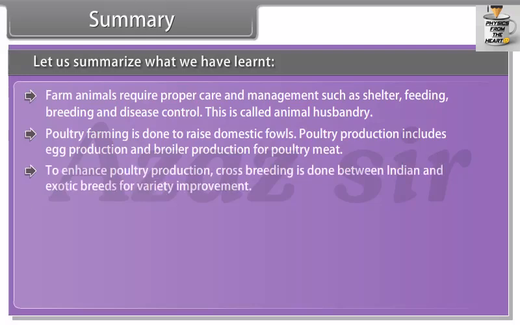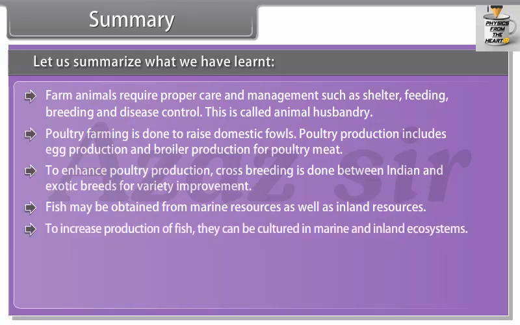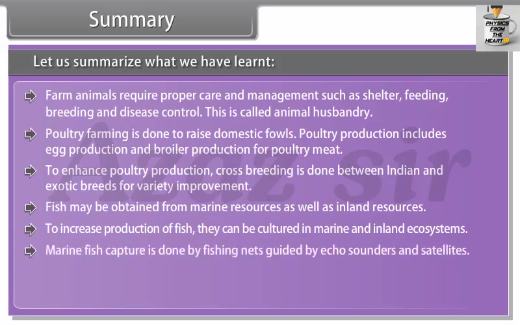To enhance poultry production, crossbreeding is done between Indian and exotic breeds for variety improvement. Fish may be obtained from marine resources as well as inland resources. To increase production of fish, they can be cultured in marine and inland ecosystems. Marine fish capture is done by fishing nets guided by echo sounders and satellites.